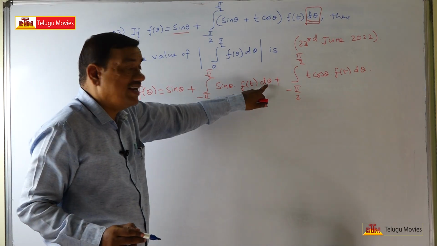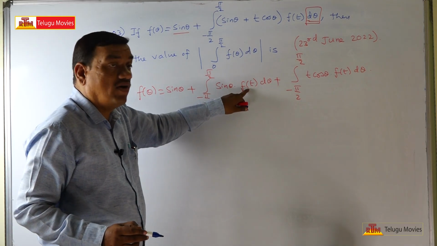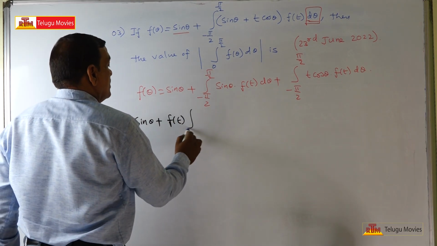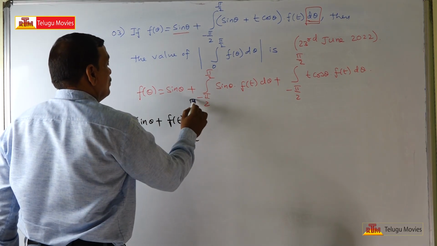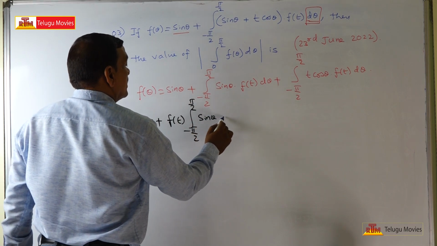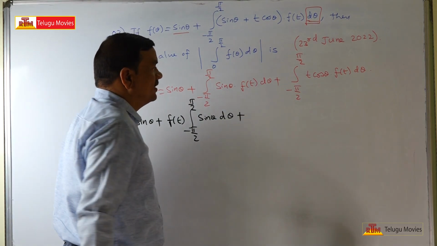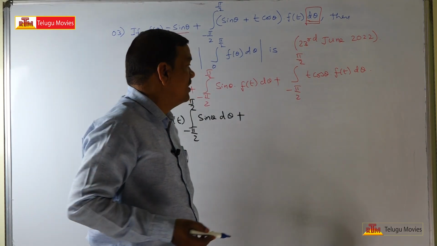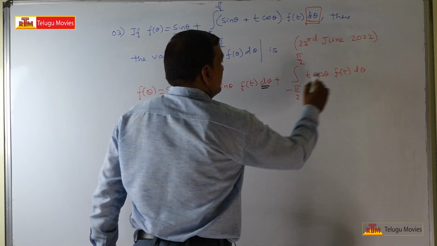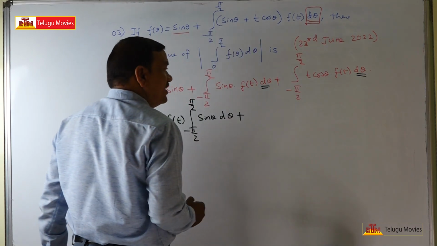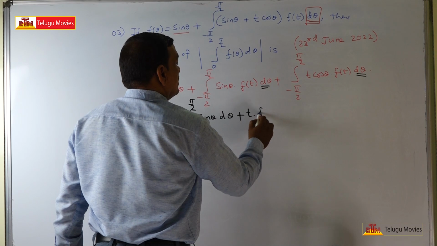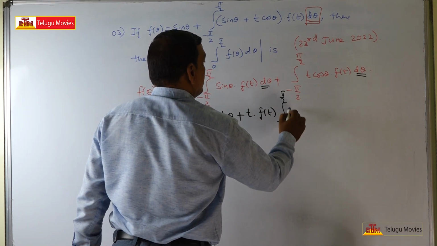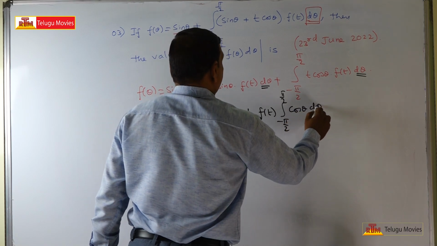see f of t, you are integrating with respect to theta. So f of t is a constant, keep it out of that, f of t integral minus pi by 2 to plus pi by 2 sin theta d theta plus, here also t and f of t, they both will be treated as a constant. Why? You are integrating with respect to theta. So t times f of t integral minus pi by 2 to plus pi by 2 cos theta d theta.